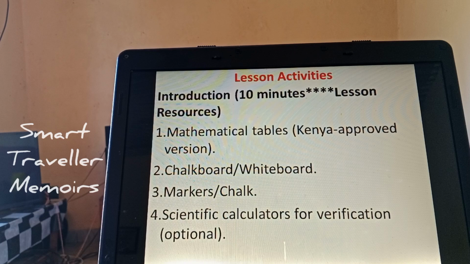Introduction will take 10 minutes where you introduce the resources. And these are the mathematical tables. All right. So let's go on.